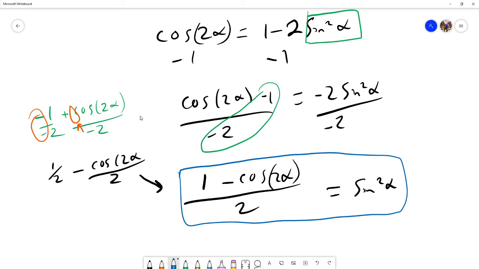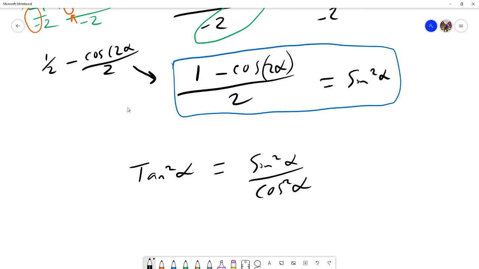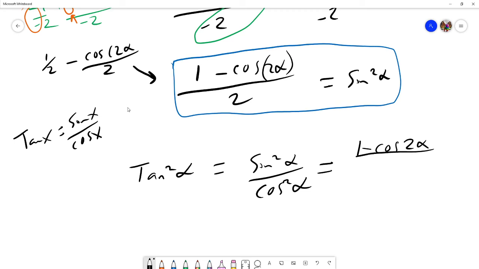So now that we know what sine squared and cosine squared are, we can actually do tangent now. So tangent squared of alpha is going to equal sine squared alpha over cosine squared alpha, just using this identity. Tangent x is equal to sine x over cosine x. And since we already know what sine squared alpha and cosine squared alpha are, we're going to directly substitute those in. 1 minus cosine 2 alpha divided by 2 over 1 plus cosine 2 alpha over 2.